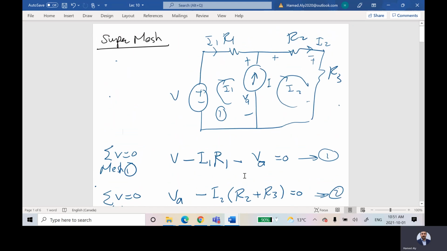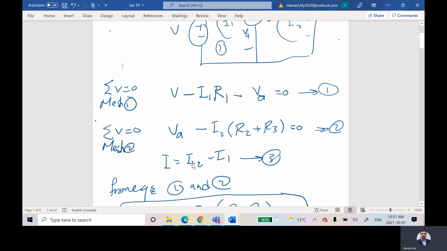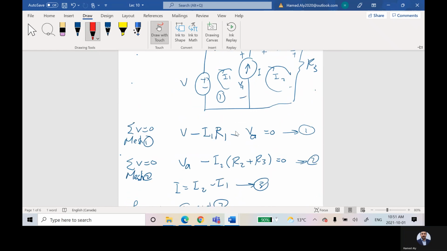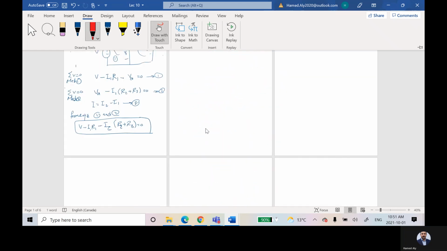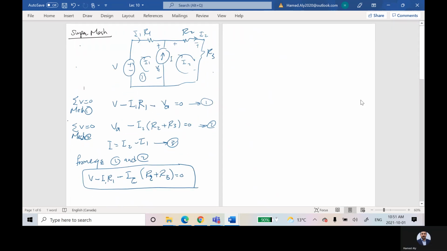But if you try to go back to look at this problem, I can reach this equation from the beginning. I'd like to show you that. Okay. If you try to go back to the circuit and the equation, so we can say summation, the voltage is equal to zero for that mesh or that loop.